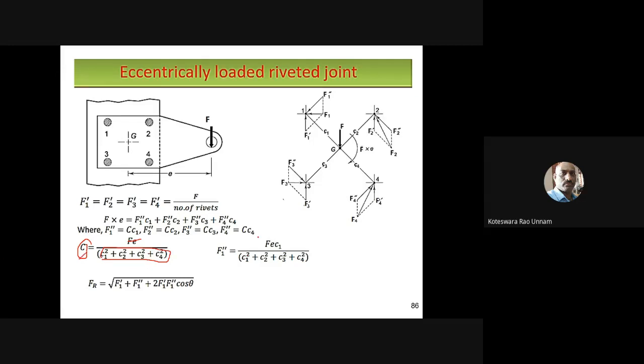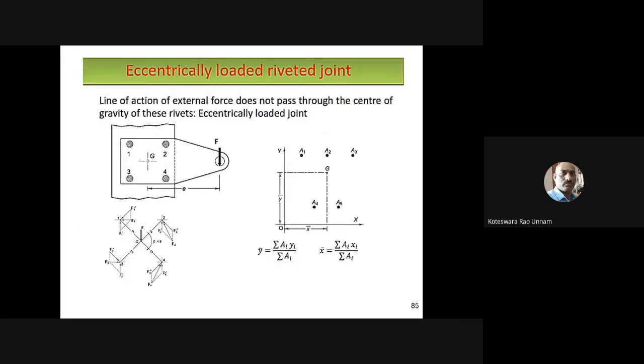Once I got the C value, just like I wrote the values, F1 double dash is nothing but C into R1, or C into C1 here. So F2 double dash is C into C2, F3 double dash is C into C3, F4 double dash is C into C4. I'll get all these forces now. Once I know these forces, then I need to find out what this inclination is also. So now I know everything. I know the magnitude of the primary force and the secondary force.